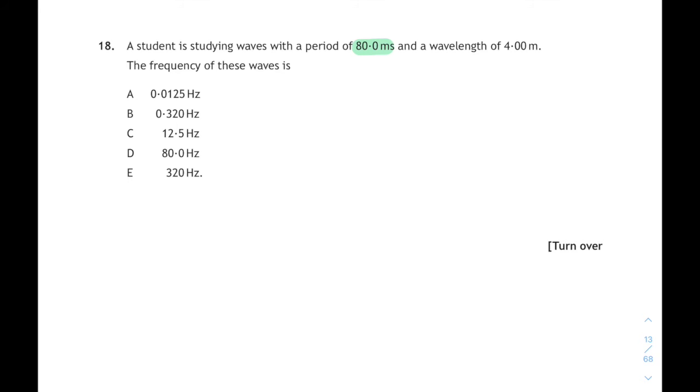18. Students studying waves with a period of 80 milliseconds and a wavelength of 4 meters. What's the frequency of these waves? Well, we've got an equation on our equation sheet. Frequency equals 1 over the period. So if we do 1 divided by 80 milliseconds, 80 milliseconds is 80 times 10 to the minus 3. If you do that on your calculator, you get an answer of 12.5 hertz. That's 18C.